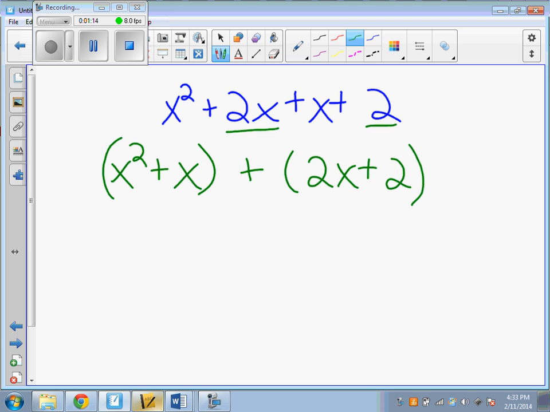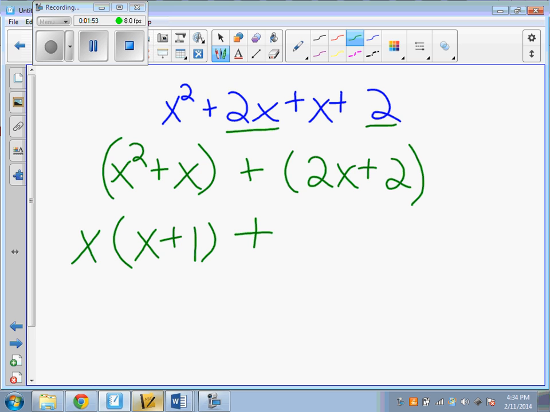So I'm going to look at each pair one at a time. If I look at the first one, the x squared plus x, I want to factor that. So the greatest common factor of x squared plus x is just x. So I put x on the outside of my parentheses, and I'm going to factor out an x from inside. So x squared divided by x leaves me with just an x, plus x divided by x is just 1. So x squared plus x can be factored into x times x plus 1.